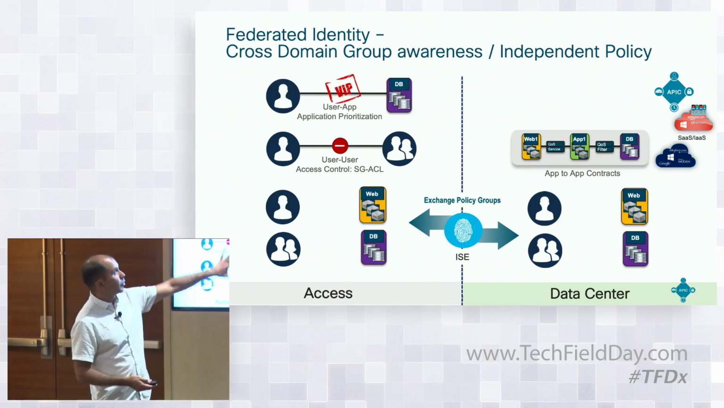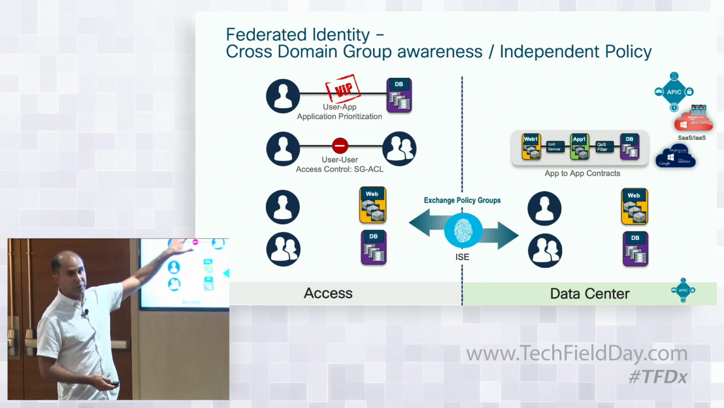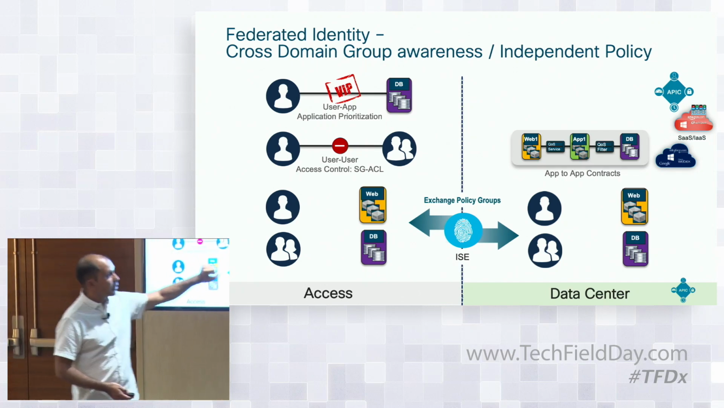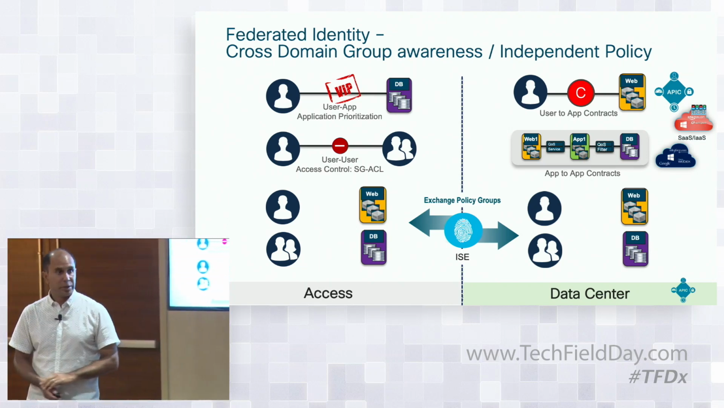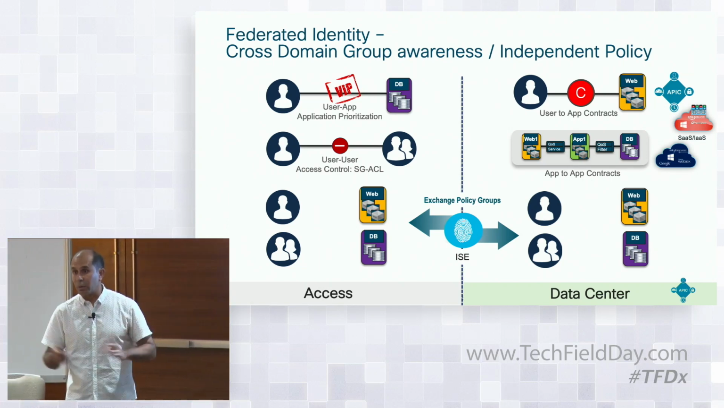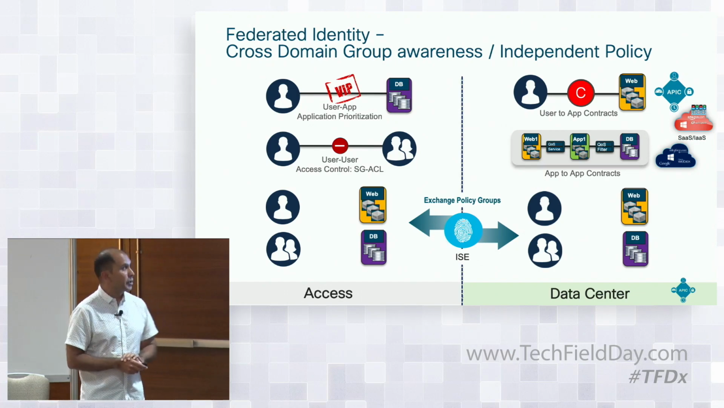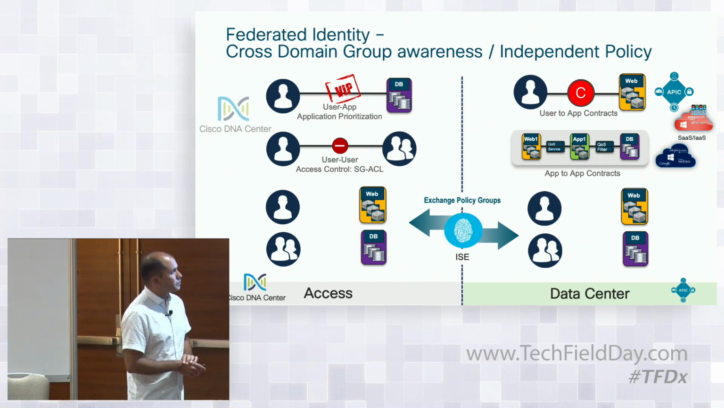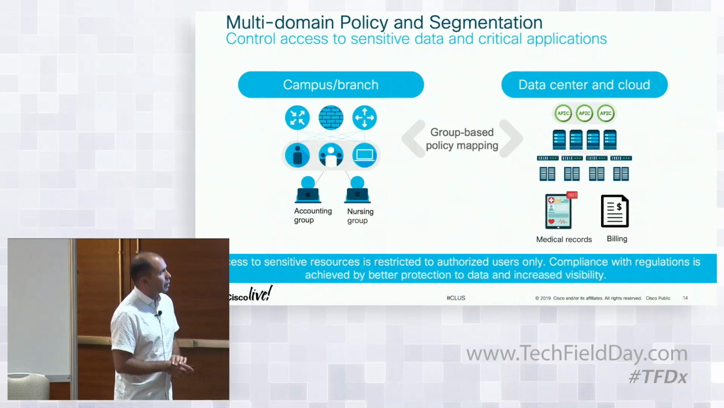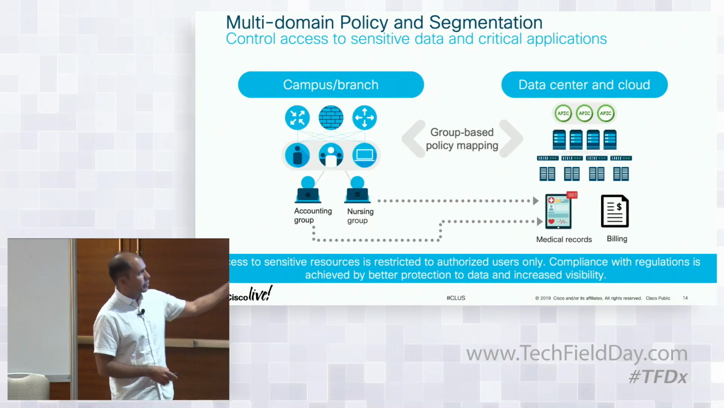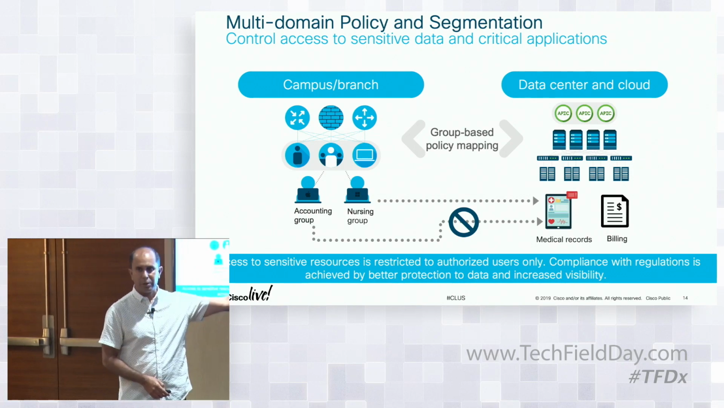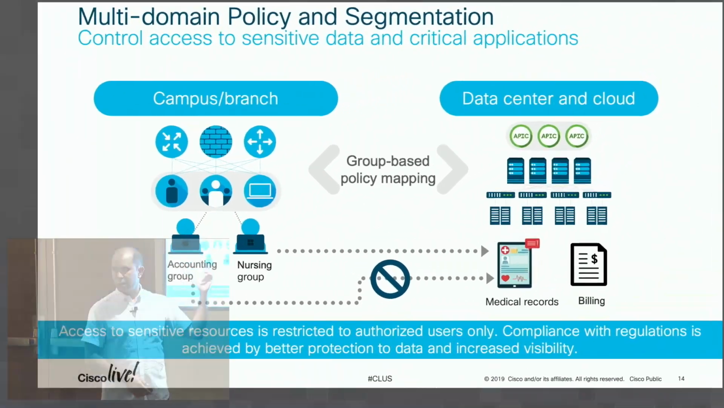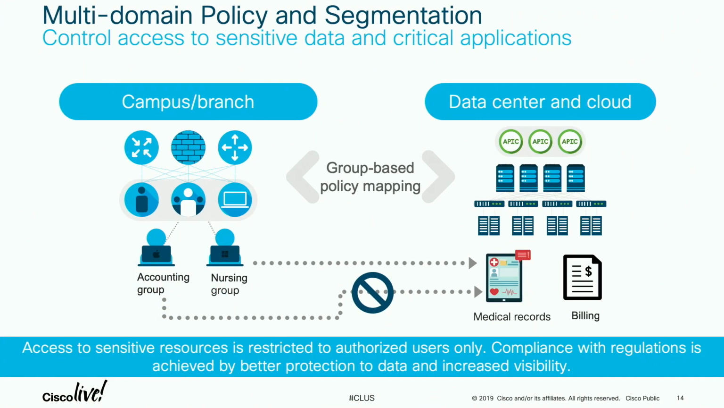Once it's exchanged, you can author policy in either domain. Okay? So for example, I can author a policy that gives me a service level on the access network, and I can author an access policy on the data center side. Permit, deny, insert a firewall, whatever my policy may be. Okay? So the result of this is, for instance, the nurses may access medical records, but the accounting group may not, and I can articulate that in both of my domains.